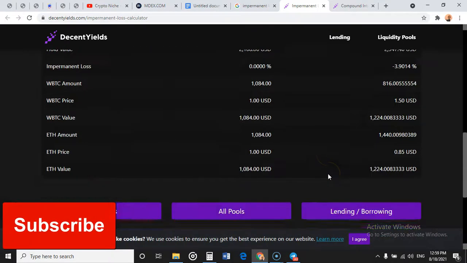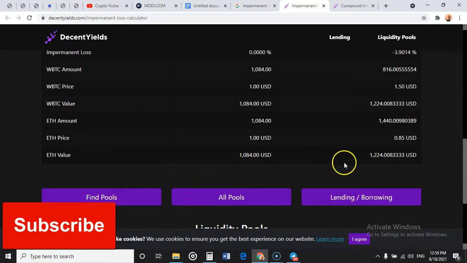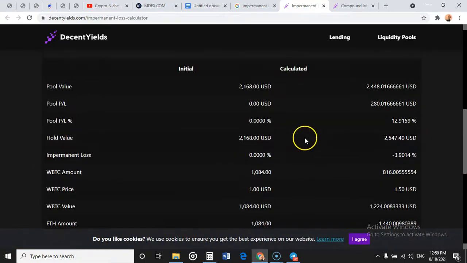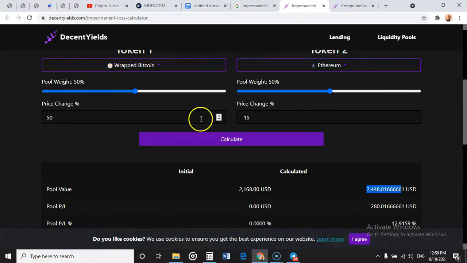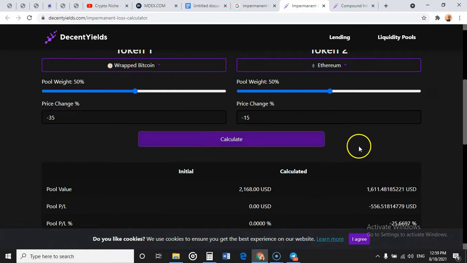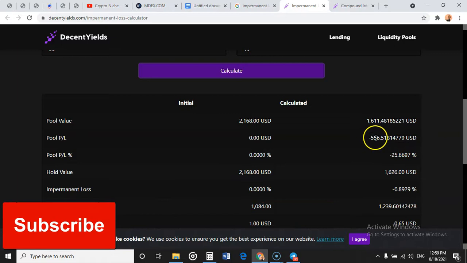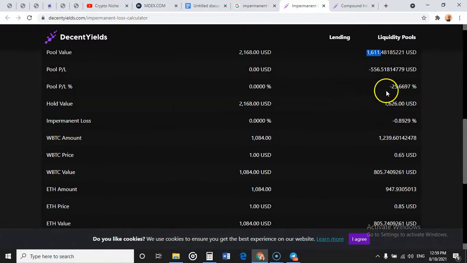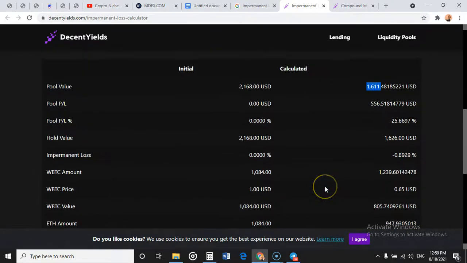So you'll be having over 1,200 Ethereum. Then you'll be having also over 1,224 BTC. Okay, so technically you have not suffered any loss because the value of your asset is now over 2,400 USD. But in a situation whereby as Ethereum is going down, Bitcoin is also going down by minus 35%, this is going to be a possible loss that you incur. So you'll be having a loss of over 500 USD, and the pool value of your assets would be 1,611 USD. All right. So the combined loss that you've suffered is just minus 25.6697%.